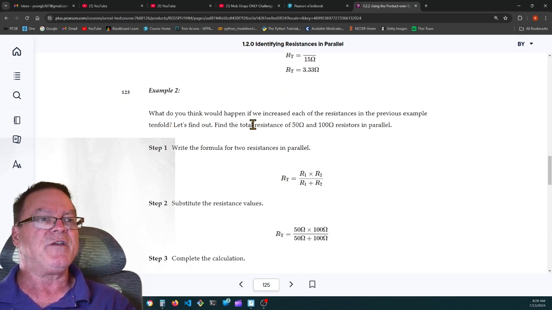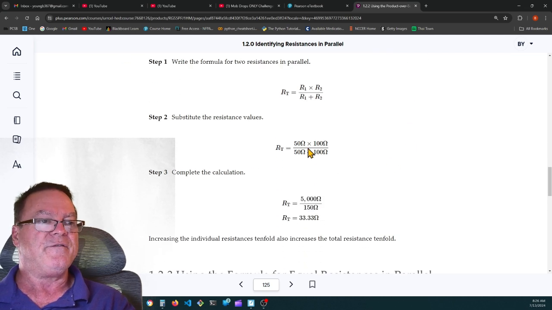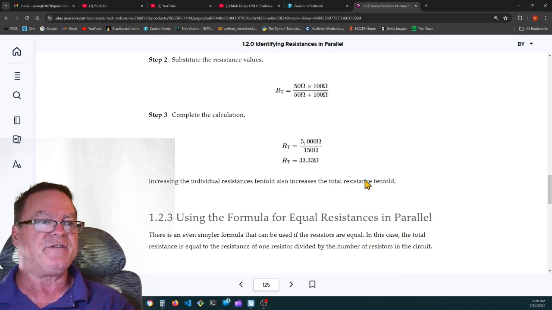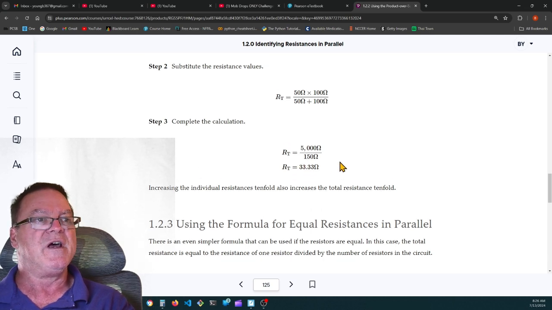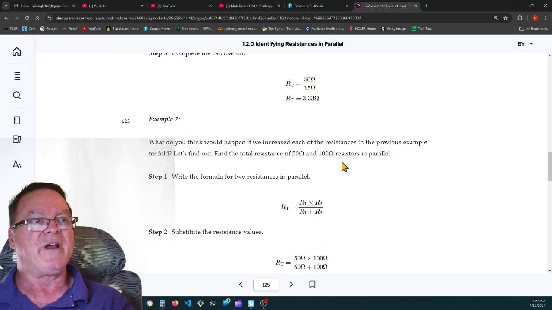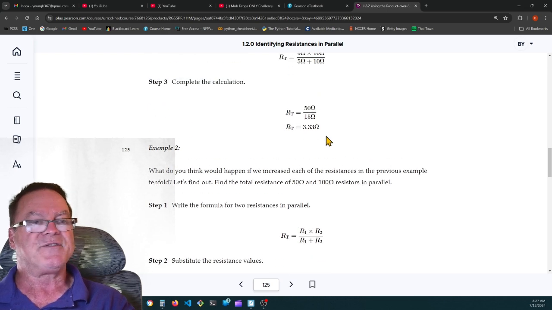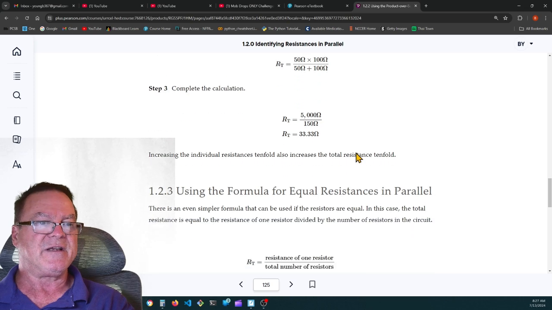Example number 2. What do you think would happen if we increased each of the resistances in the previous example tenfold? Let's find out. Find the total resistance of 50 ohms and 100 ohms in parallel. So 50 times 100 is 5,000, and 50 plus 100 is 150, and the total is 33.33 ohms. So basically, when we multiplied them by 10, the answer is also multiplied by 10.